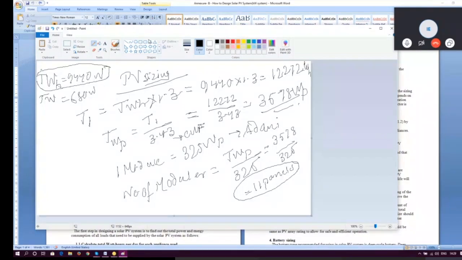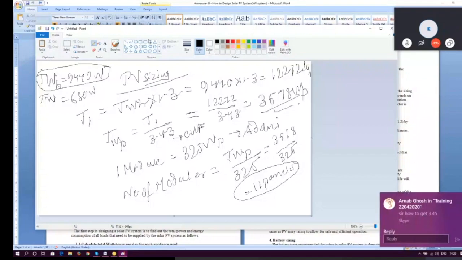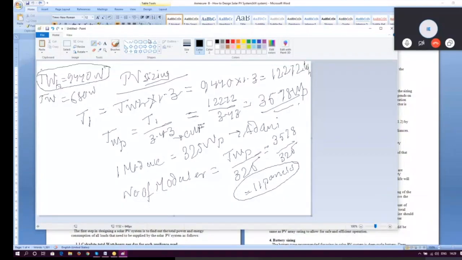So after doing the roof analysis and then the off-grid load analysis, we have completed the PV sizing, which has come as 11 panels. The 3.43 we got from CUF, the capacity utilization factor. It's a factor which NASA generally provides. We can get this factor from NASA. NASA does a basic calculation to get the value of CUF for a particular region.